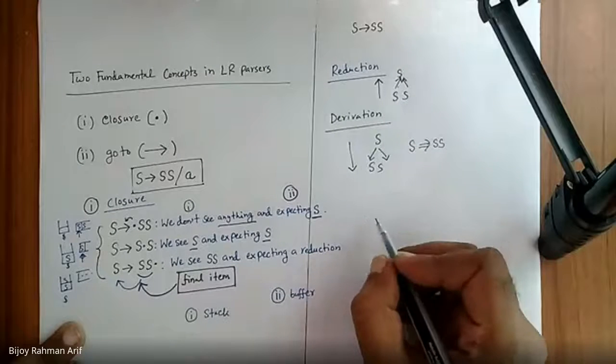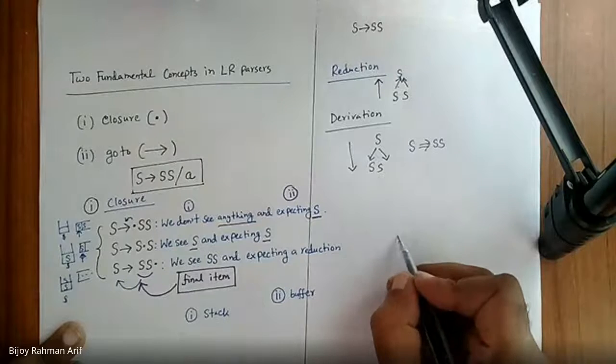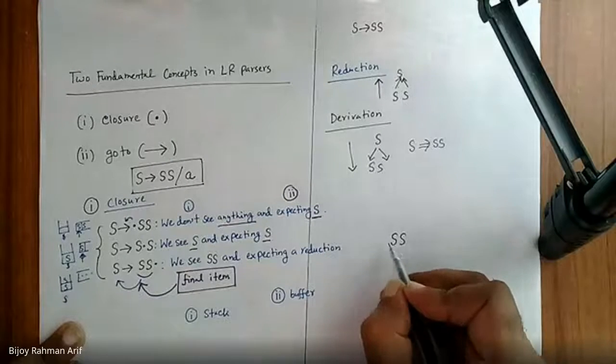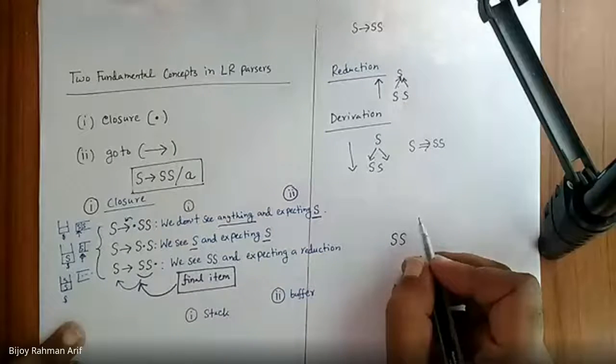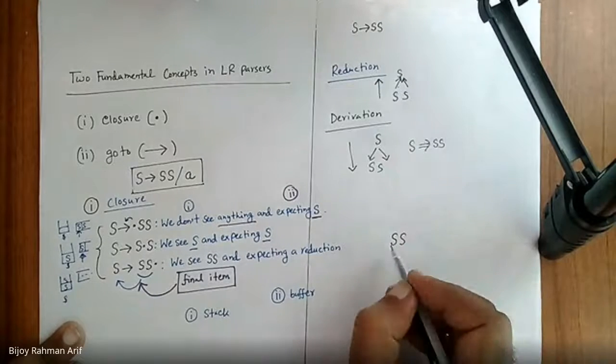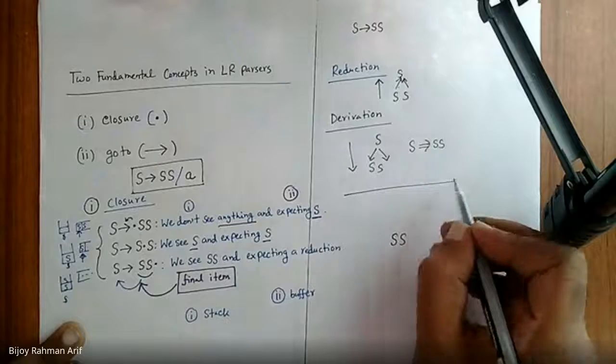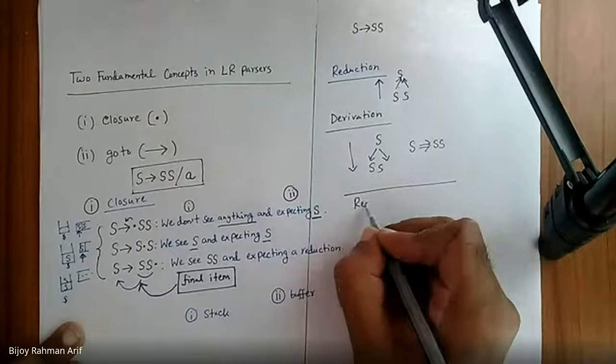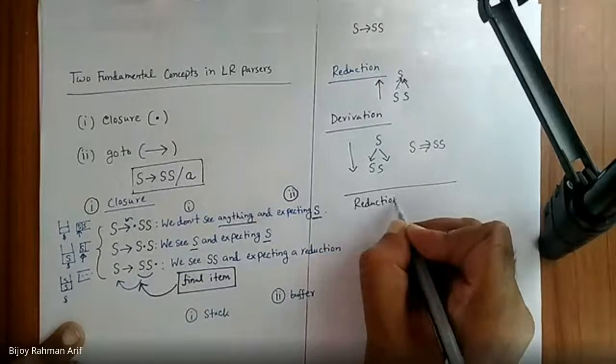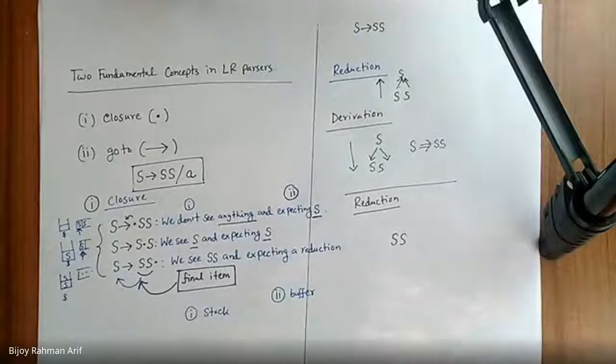Let's assume something like this. What is your goal? Your goal is you try to reduce double S to single S. Did you get it? Yes, sir. You want to do this reduction. When can you do the reduction? Tell me.